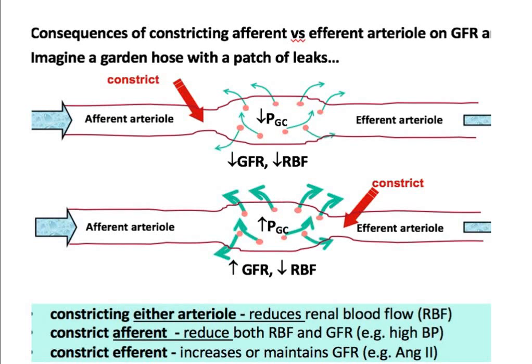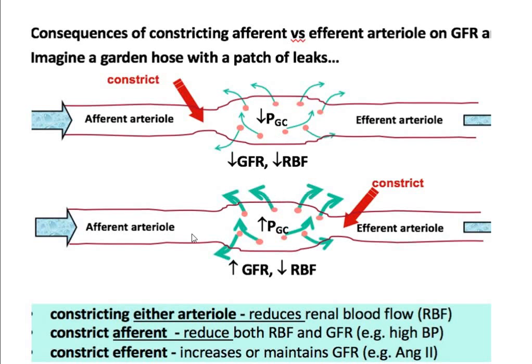If the afferent arteriole gets constricted, the amount of fluid flowing inside the glomerulus decreases. So the hydrostatic pressure in the glomerulus is going to decrease. There will be decreased GFR and decreased renal blood flow.